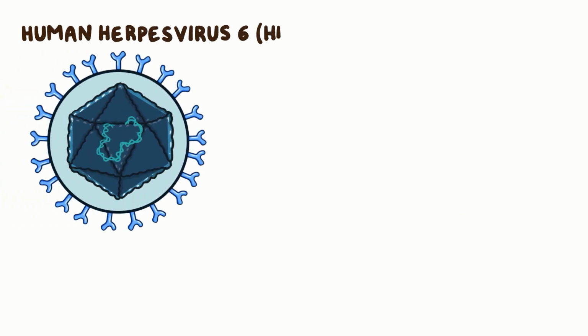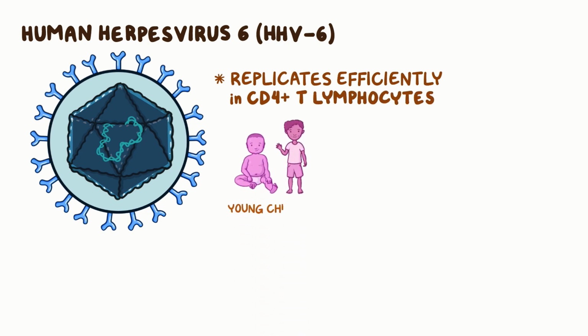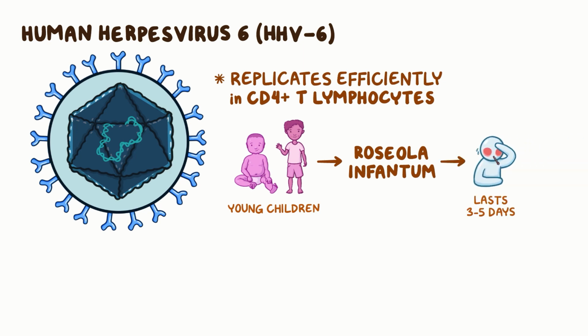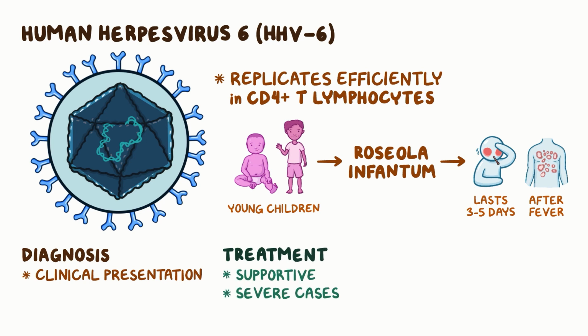Alright, as a quick recap, human herpesvirus 6 is a double-stranded DNA virus that replicates most efficiently in CD4 positive T lymphocytes. In young children, it causes a disease called Roseola infantum, which is characterized by high fever that lasts 3 to 5 days, and a rash that develops after the fever disappears. Diagnosis is usually based upon clinical presentation, and treatment is usually supportive. But in severe cases, antivirals like acyclovir or ganciclovir can be given.